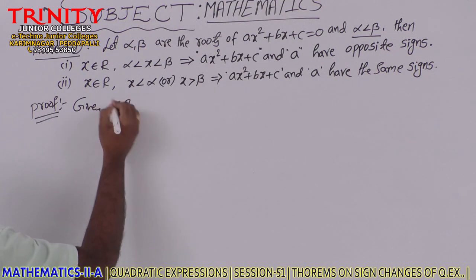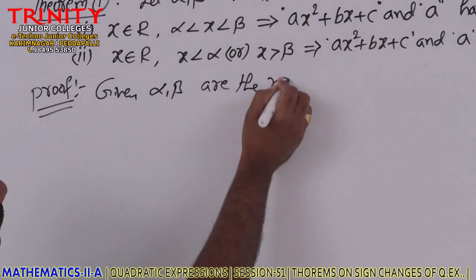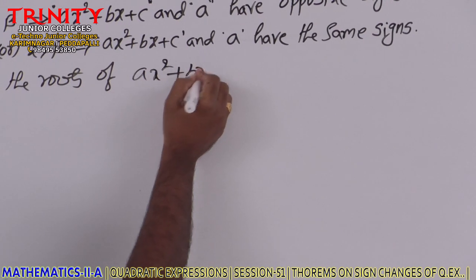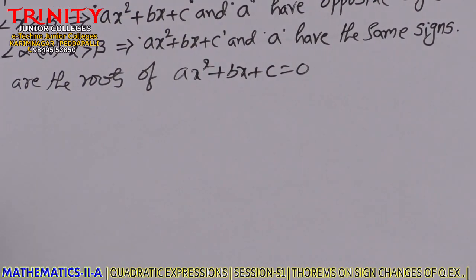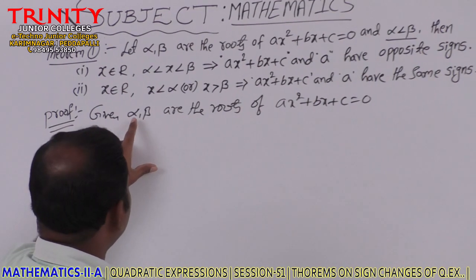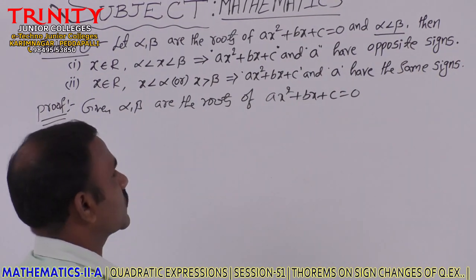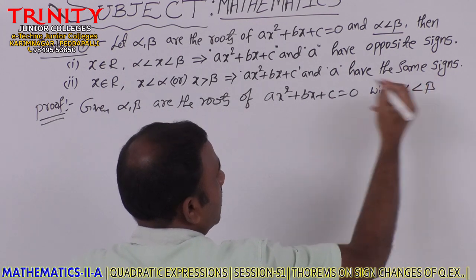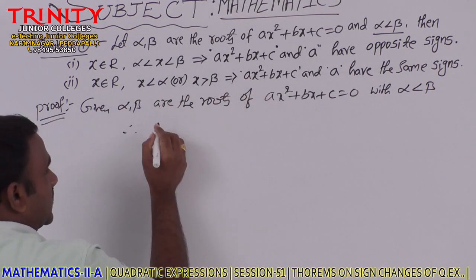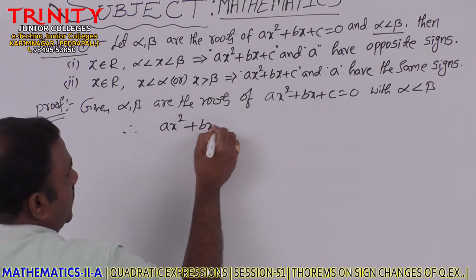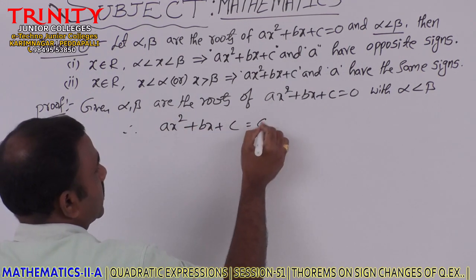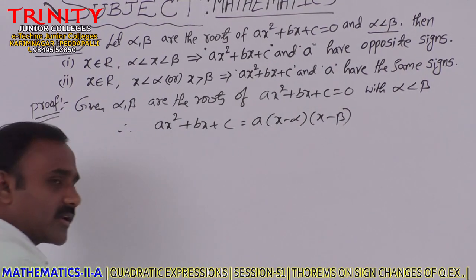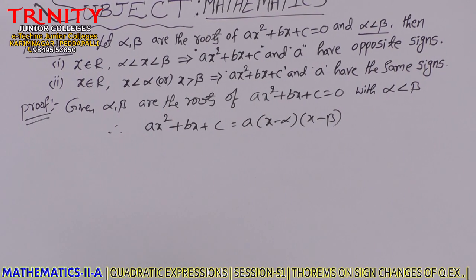Given alpha comma beta are the roots of the quadratic equation ax square plus bx plus c equal to 0, with alpha less than beta, then we can express ax square plus bx plus c as a into x minus alpha into x minus beta. See whether it is correct or not.